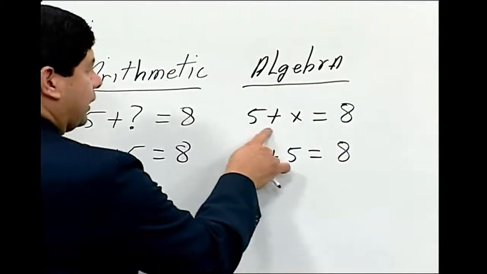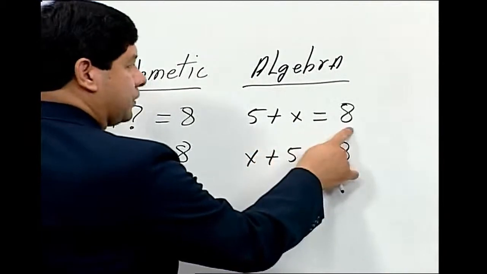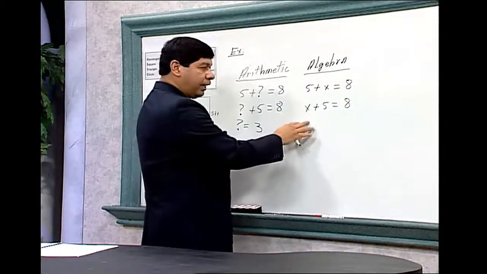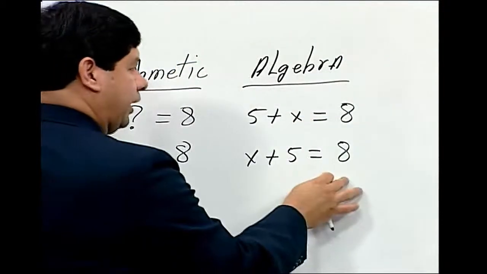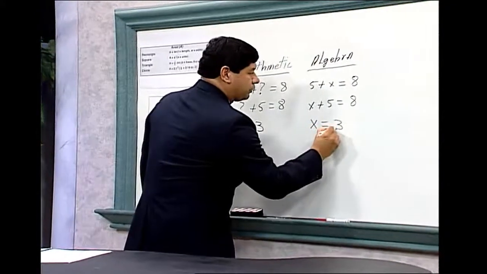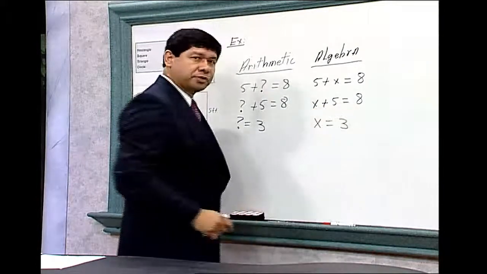In algebra, we're doing the same thing. We know that 5 plus some unknown, represented by this variable, the letter x, is equal to 8. Conversely, we also know that that same variable, x plus 5, is equal to 8. Well, we know that x must equal 3. We can substitute that. 3 plus 5 is equal to 8. It makes it a true statement.